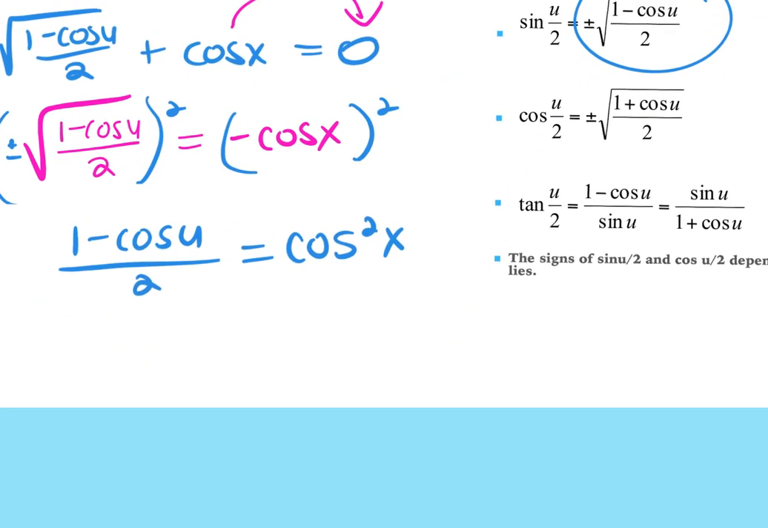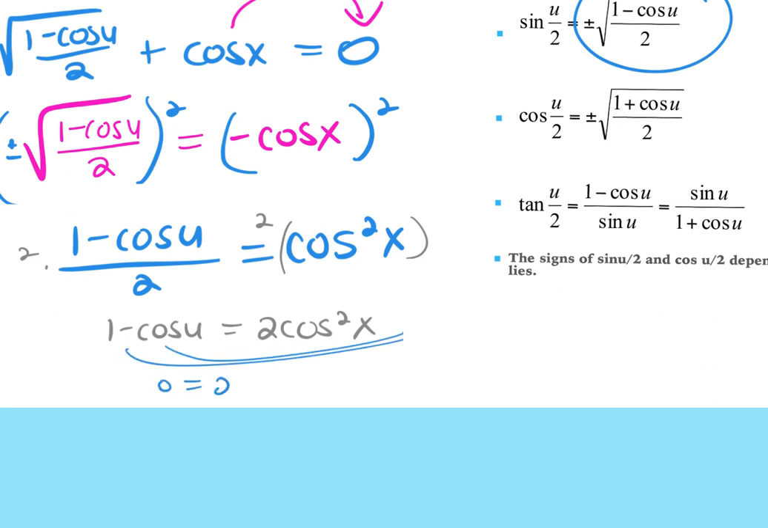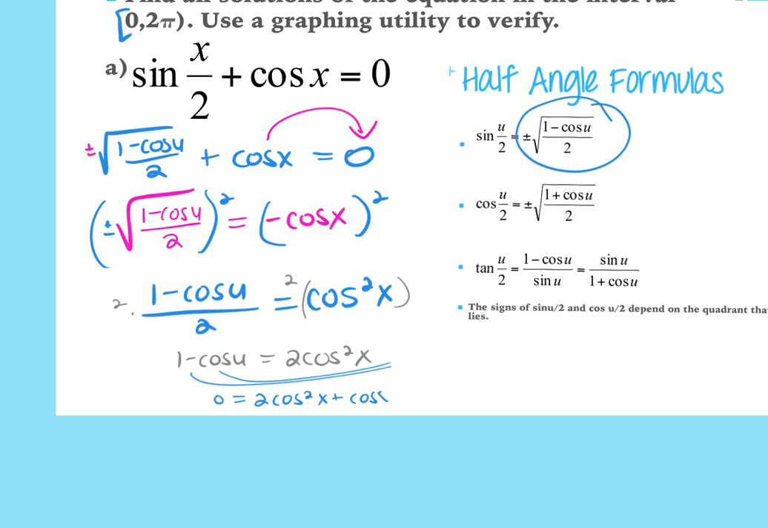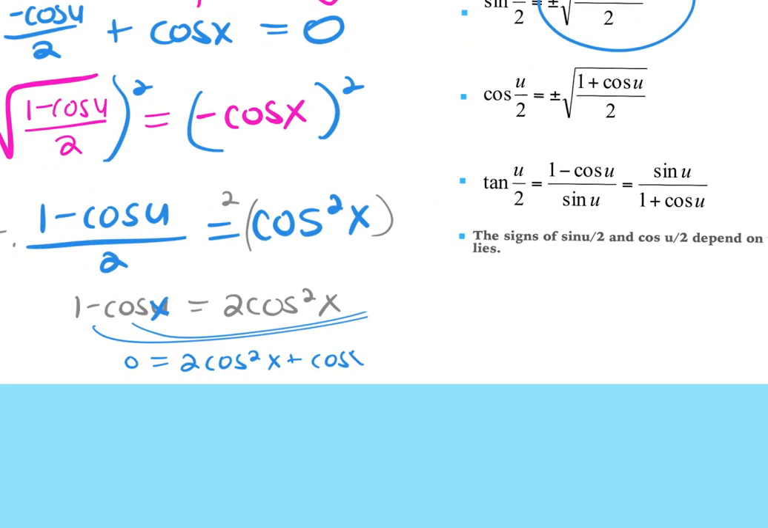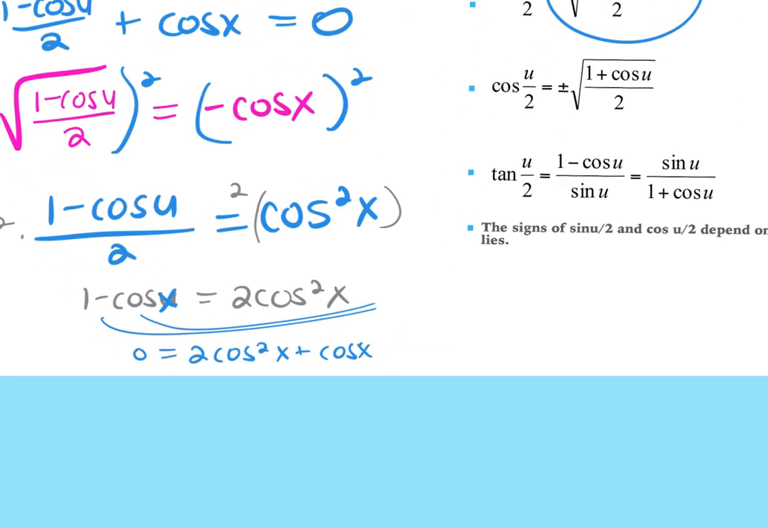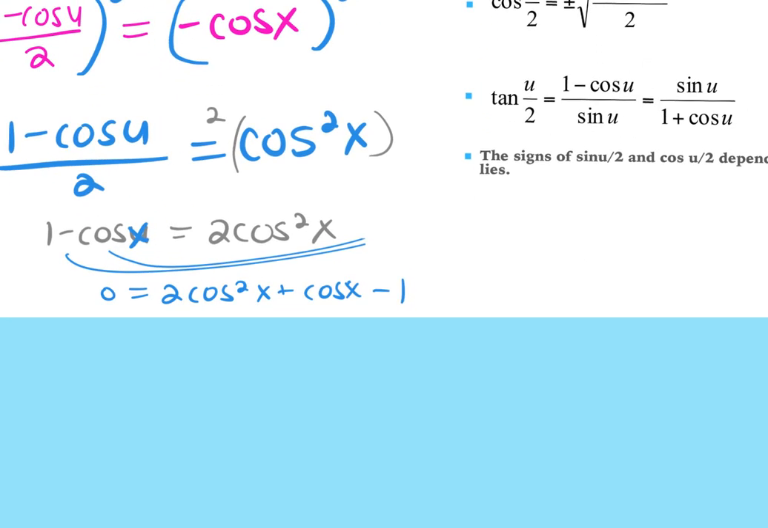Now I got to multiply by 2. And I get 1 minus cosine x equals 2 cosine squared x. And now I'm going to get everything to one side. And I'm going to factor. I switched my variable. From the beginning it was an x, right? Yeah. You did it because you looked at the form. Yeah. And then I'm going to factor.